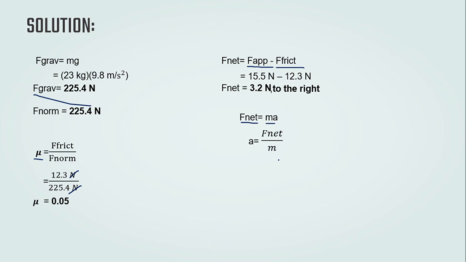Then, we need to input its values: 3.2 N, and its mass is 23 kg. So 3.2 N over 23 kg would be 0.14 meter per second squared. So, our acceleration will be 0.14 meter per second squared in this problem. And that solves everything in this problem. We have got our coefficient of friction, our net force, and the acceleration of the object.